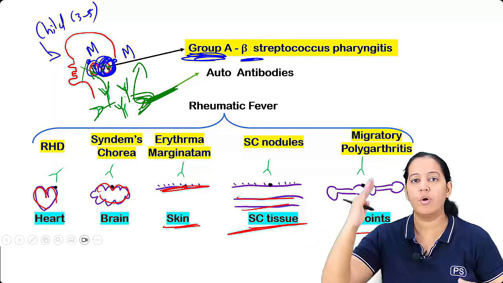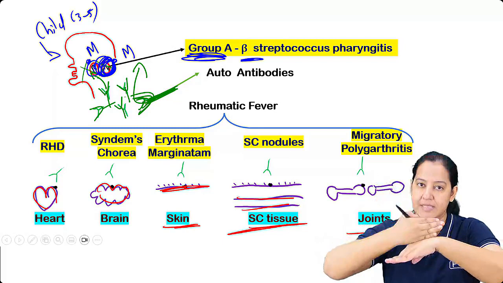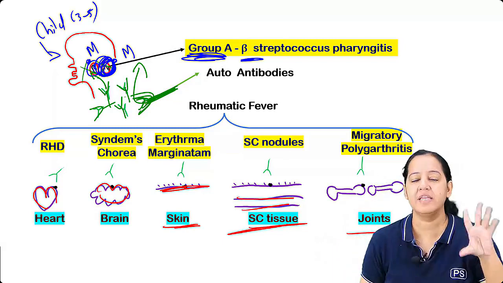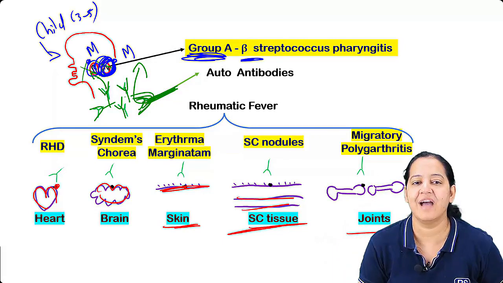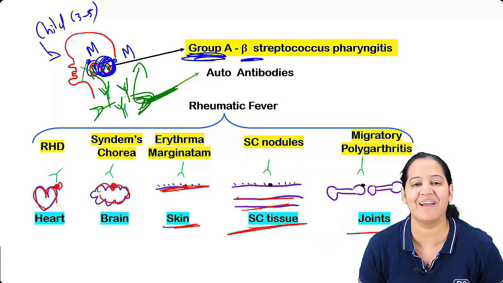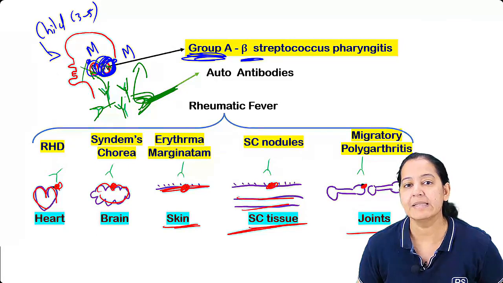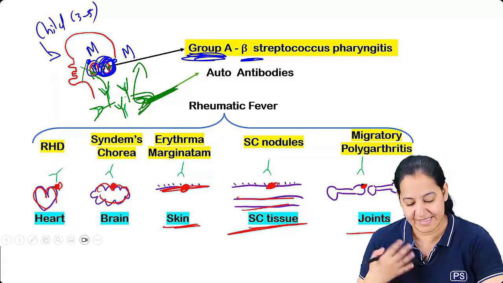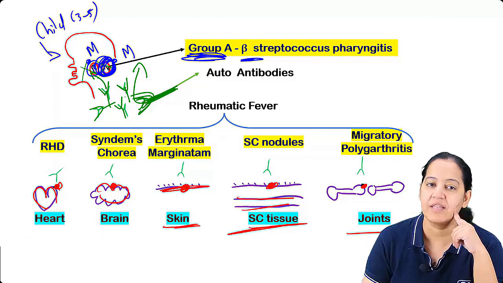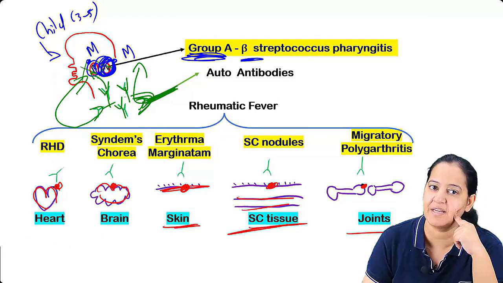Say it again: heart, brain, skin, subcutaneous tissue, and joints. These 5 organs also have M protein. See, I've drawn the M protein beautifully. See, my diagrams are very beautiful. I've done real hard work to explain you. Listen, this is M protein on all 5 organs. So basically, the antibodies will get confused. They are formed against the M protein of the bacteria, but they think this is also bacteria.